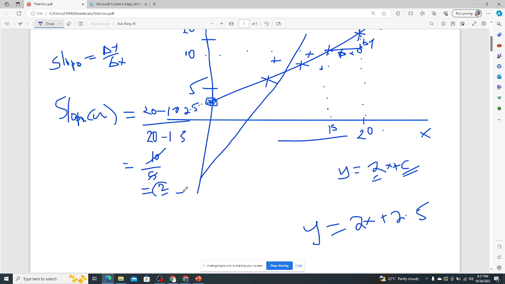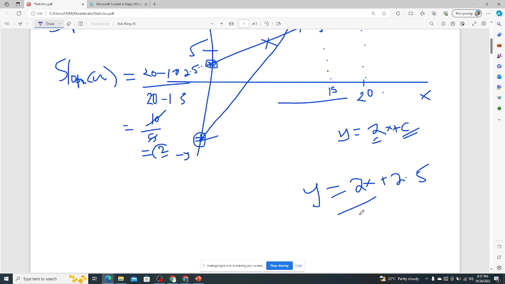But if the line was like this, then definitely we know this will be the negative y. So it will cut the y-axis at what? At a negative, on the negative side. So in this case, it will change from positive to negative. Okay. So basically, this is how we dealt with the equation of a straight line.